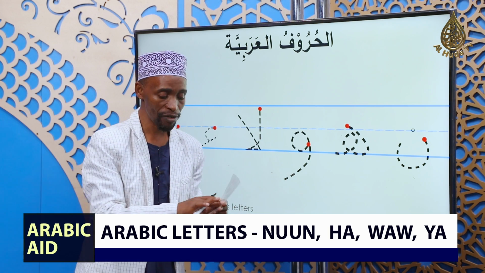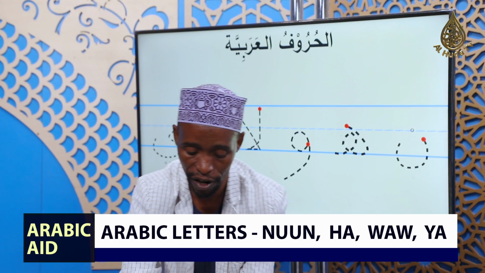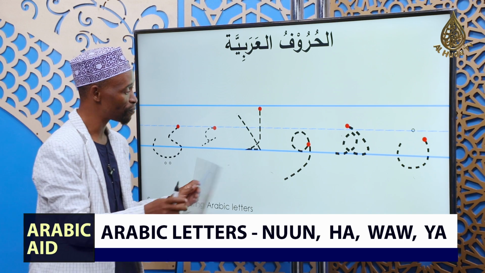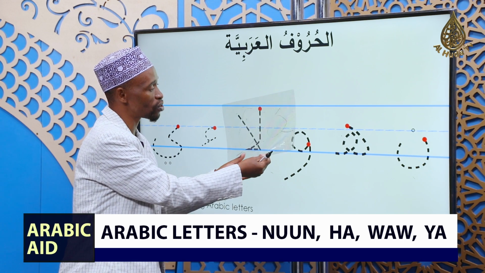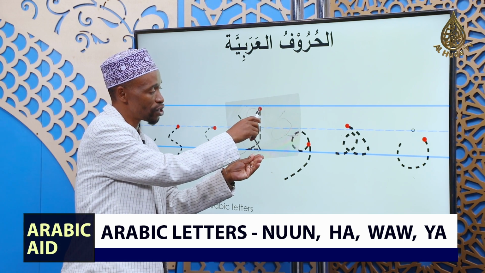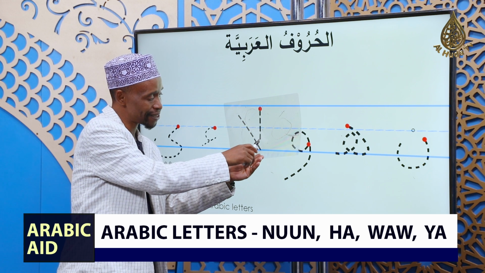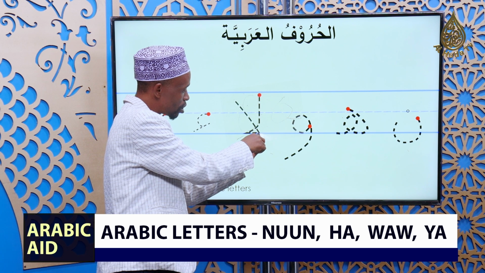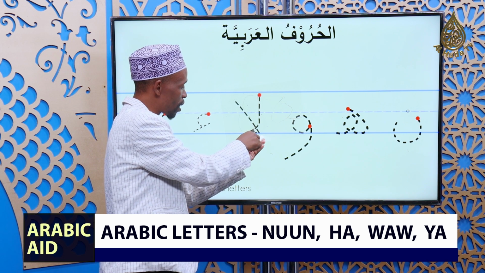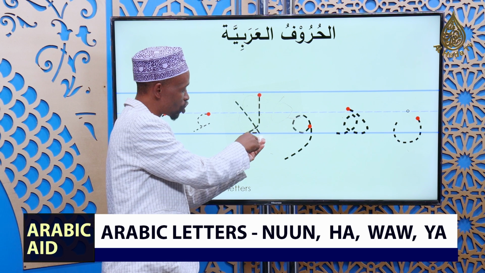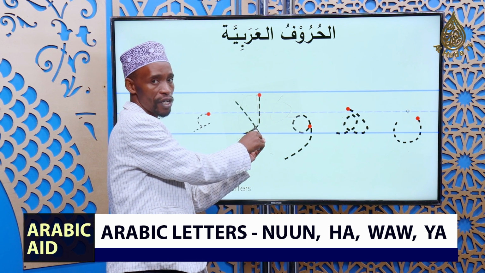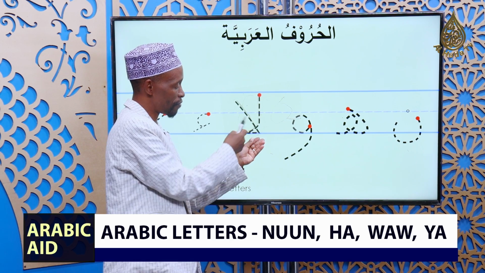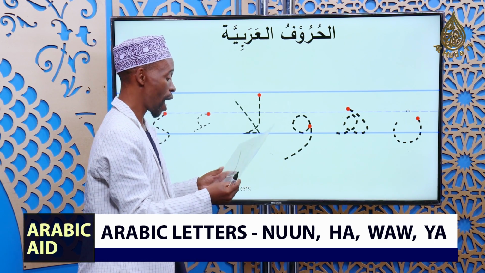Now with lam alif, this one is very easy to write. You start from the top here and then you write a straight line, you make a slight curve and then you join it with a small curved part that looks like a small triangle down here, and then you go up here, making another line. By that time you'll have written lam alif.